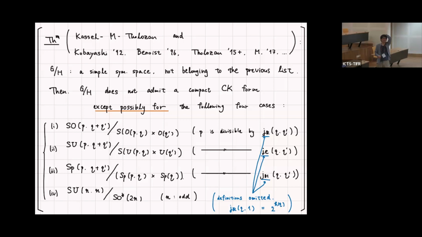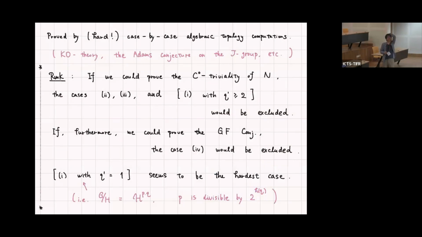namely SU n mod SO n. Okay, and this statement was proved by a case-by-case algebraic topology computation, which, at least for me, was hard. I mean, we use KO theory and the Adams conjecture on the J group, etc. So it uses algebraic topology up to the 60s and 70s, but still difficult for me or our group, for us. Perhaps it is easy for nowadays algebraic topologists, but I don't know. Anyway, the proof computation is non-trivial. But in any case, we managed to check all the examples, including all the exceptional Lie group cases.